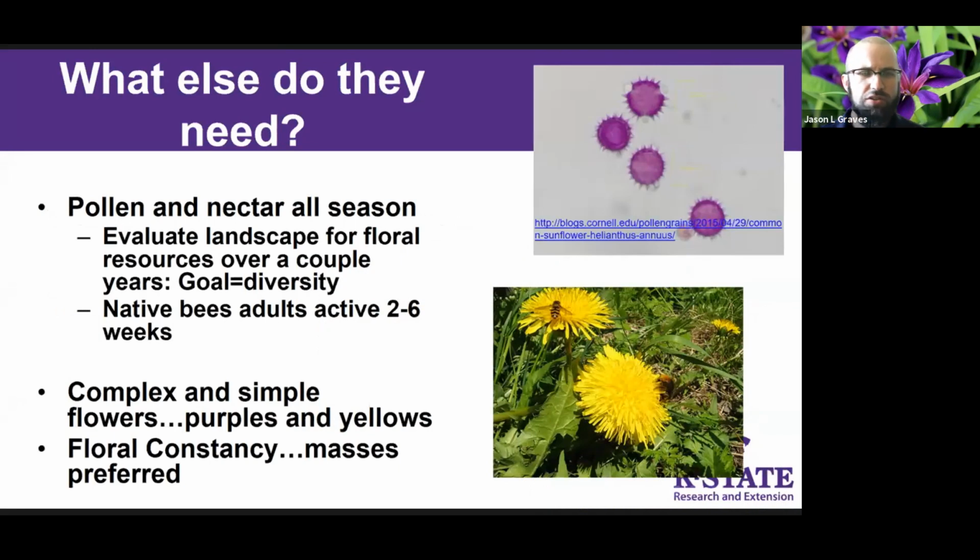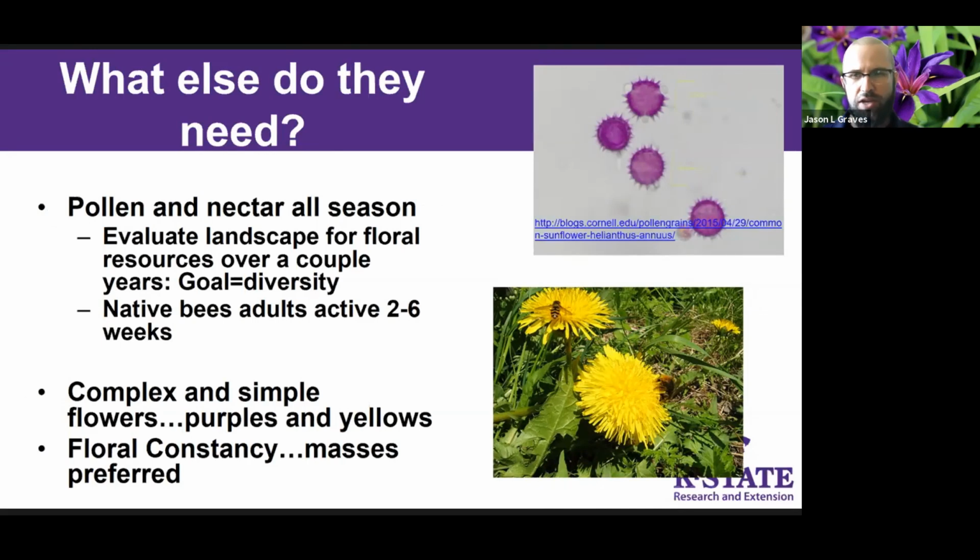Pollen and nectar all season, and that's key for our pollinators. And so we want to be out evaluating our landscape for those floral resources and hoping to get diversity with our plantings so that we have things blooming all season long.